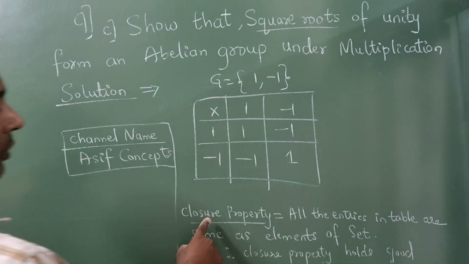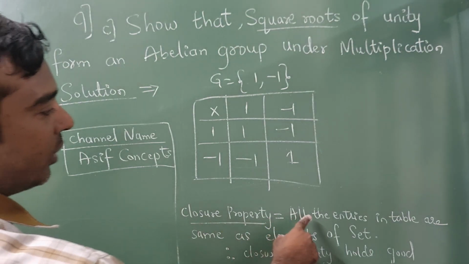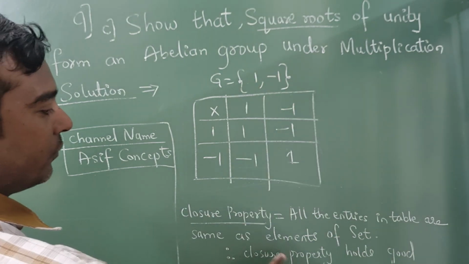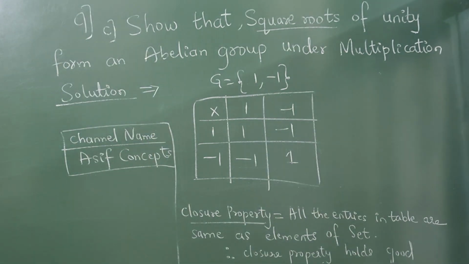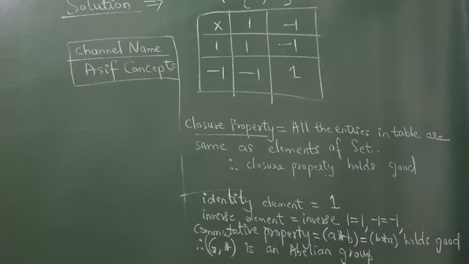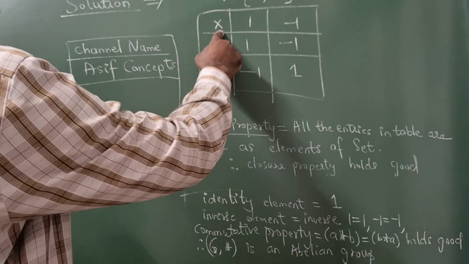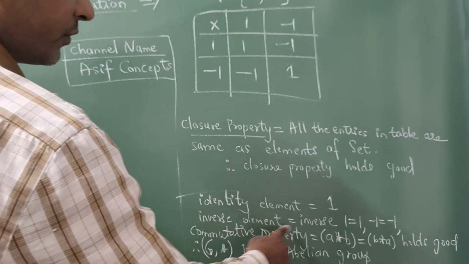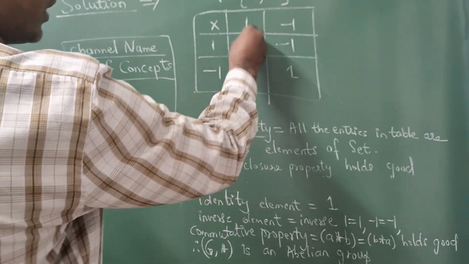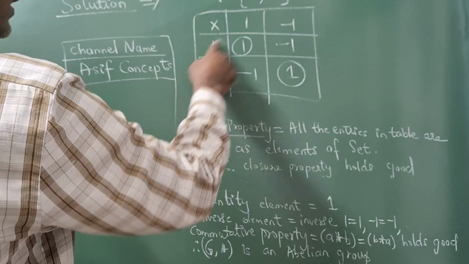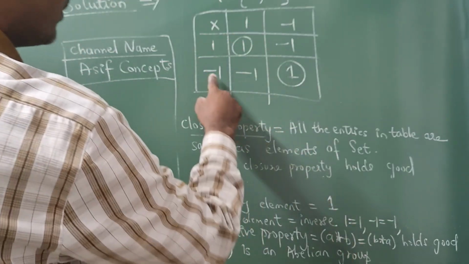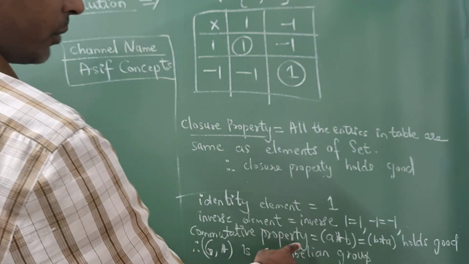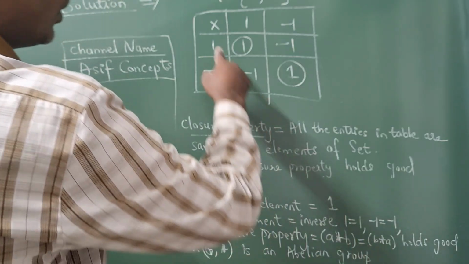Now you have to prove these properties. Closure property. All the entries in the table are same as elements of the given set. Therefore, closure property holds good. Now under multiplication, always the identity element will be 1. Now inverse of element. Now we are focusing on the identity element. 1 inverse is 1 itself. Minus 1 inverse is minus 1. Now next one is commutative property. A star B is equal to B star A.